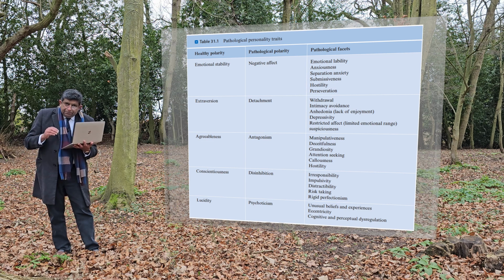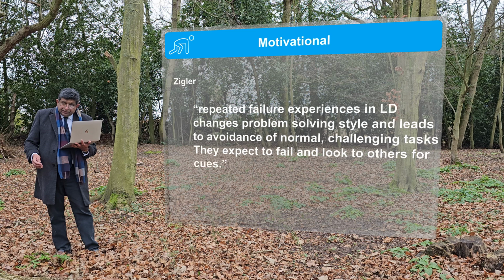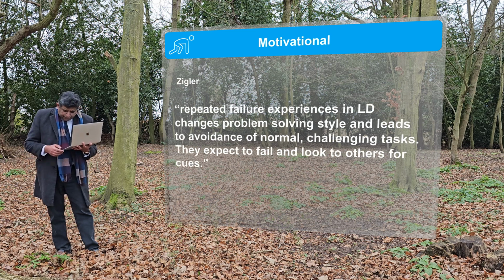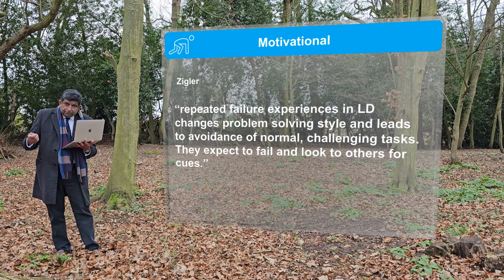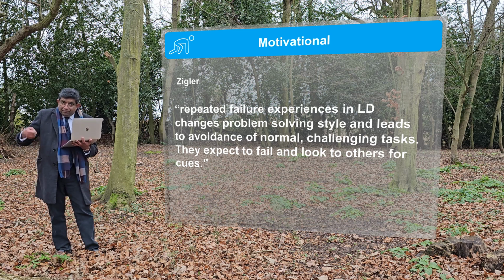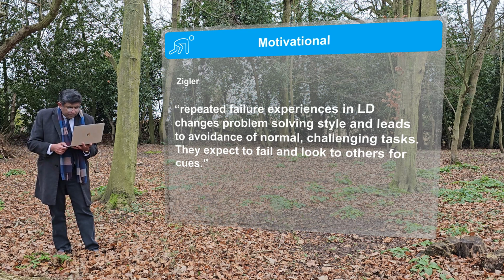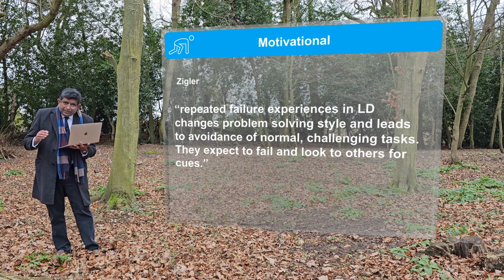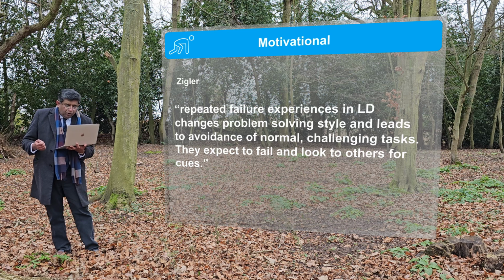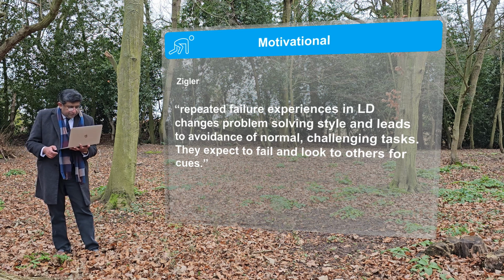I want to end that section with a brief mention of the motivational model of personality. This understanding comes from Edward Zigler and his colleagues at Yale. This approach to personality difficulties in people with intellectual disability is completely far removed from the mainstream of academic thought, which underpins the 5-factor model. What Zigler and colleagues suggested was that repeated failure experience in people with learning disability changes their problem-solving style, and it leads to the avoidance of normal and challenging tasks. They expect to fail and look to others for cues.